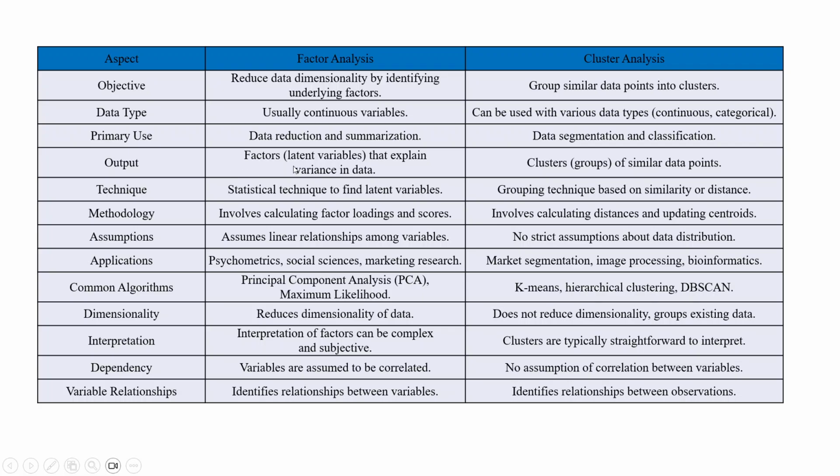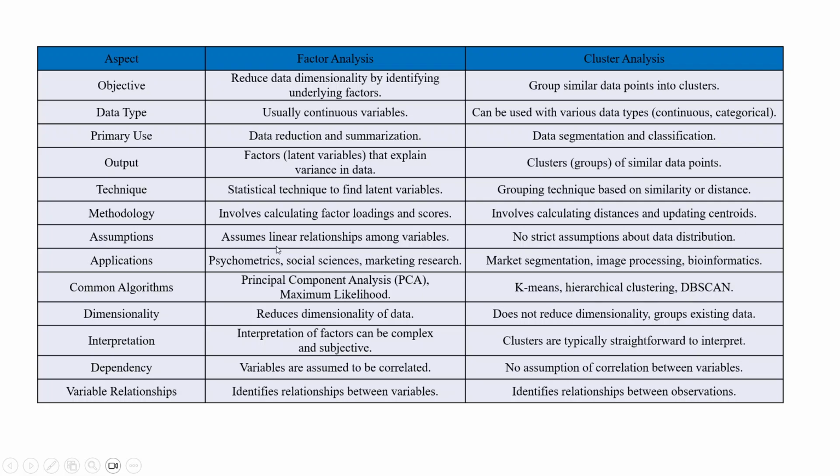Output: factors, the latent variables that explain variance in the data. Here, the output is the formation of clusters of similar data points. Technique: a statistical technique to find latent variables. This is a grouping technique based on similarity or distance. Methodology: factor analysis involves calculating factor loadings and scores. Cluster analysis involves calculating distance and updating centroids.